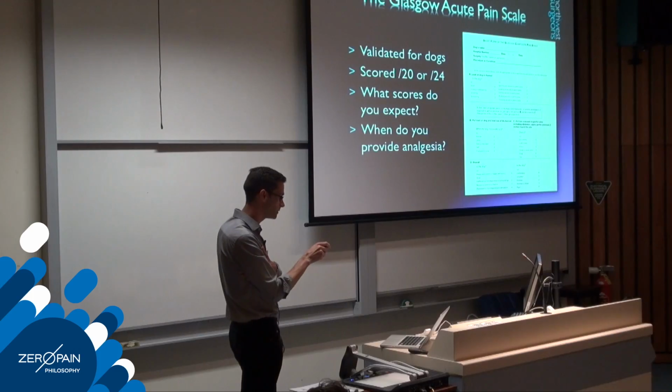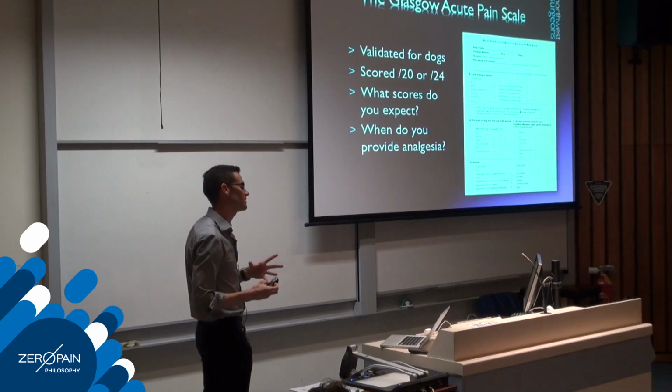Well, in the validation study that they did at Glasgow, they came up with what they call intervention levels. So if the pain score's above this, then you should give analgesia. And those are 5 out of 24, and 5 out of 20, sorry, I always do that. 5 out of 20 or 6 out of 24. Now personally, I think those are a little bit high.